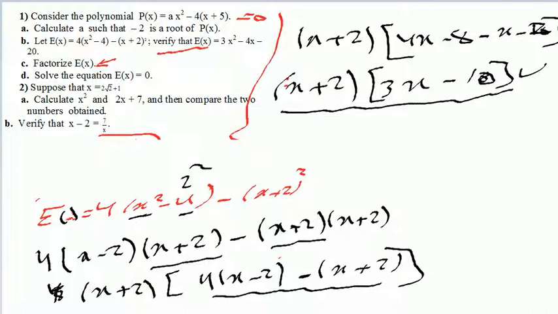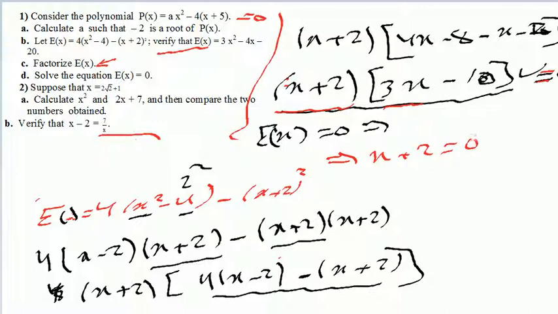Now solve the equation e of x is equal to 0. That implies this term here is equal to what? To 0. Let me change the color. This term here is equal to 0. We said also that if the product of two numbers is zero, then one of them equals zero. That implies x plus 2 is equal to 0. That implies x is equal to minus 2.